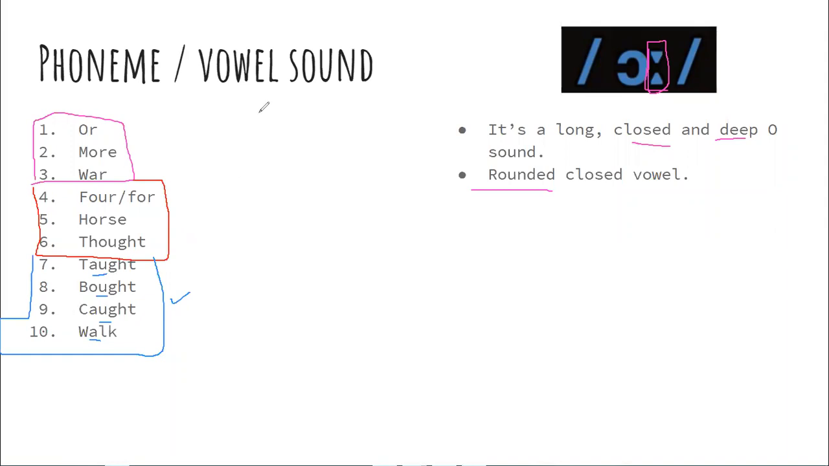So some of the differences that we can find here with this vowel sound, or, is that, again, we have an R, so Americans will pronounce the R, and if we follow this sound, in British it should be or, he says more, no se pronuncia la R: more, war, for, horse, thought, tot, bot, cot, walk. Obviously, if it's American, it's a bit softer: more, war, for, horse, tot, bot, cot, and walk. It's a bit softer, that's to say.